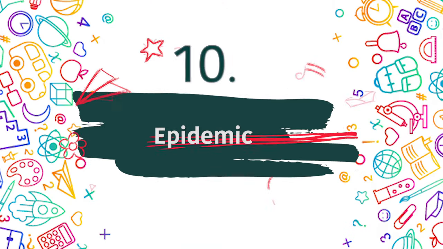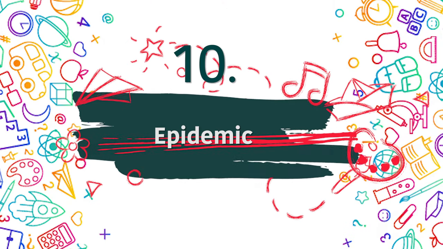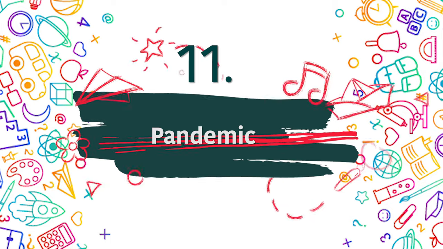So now we'll move to number 10. And this one, a lot of times people don't know the difference between number 10 and number 11. Number 10 is epidemic, number 11 is pandemic. Now, what's an epidemic? It's an outbreak of a disease that spreads quickly and affects many individuals at the same time. It's just going, it's going, it's going. It's like it's in the air. You're just catching it, catching it, catching it. That's an epidemic.